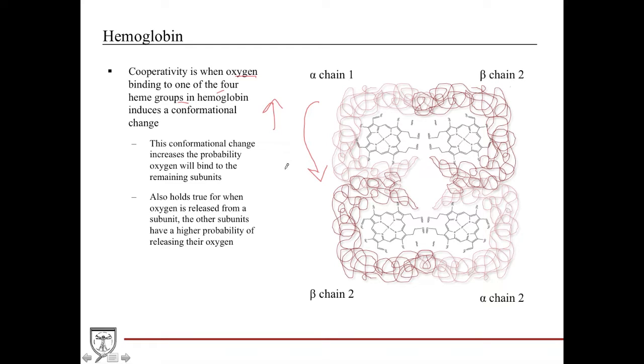And on the flip side, when one oxygen molecule leaves, it increases the probability that it will release oxygen from the other 3 chains as well. So for every time an oxygen molecule, say, leaves the alpha 1 chain first, it increases the probability that oxygen will then subsequently leave alpha chain 2, beta chain 1, and beta chain 2. So you have to understand that whichever way it goes, it's going to increase the probability that the next one is either going to attach to hemoglobin or be released from hemoglobin.